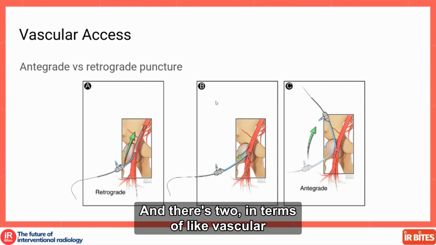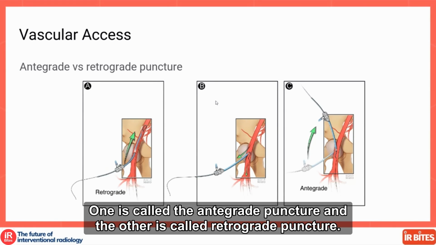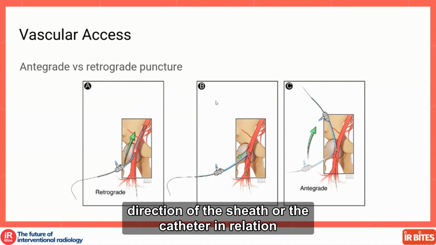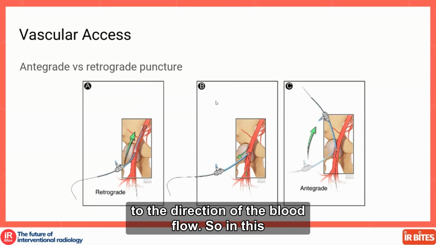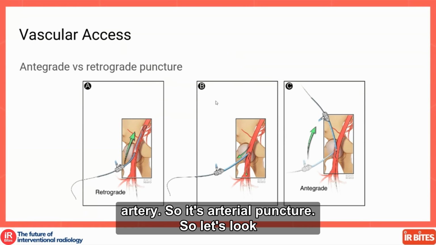In terms of vascular access, there are two main types of puncture. One is called antegrade puncture, and the other is called retrograde puncture. To make this simple, it's basically the direction of the sheath or the catheter in relation to the direction of the blood flow. So in this diagram, we are puncturing the common femoral artery, so it's an arterial puncture.